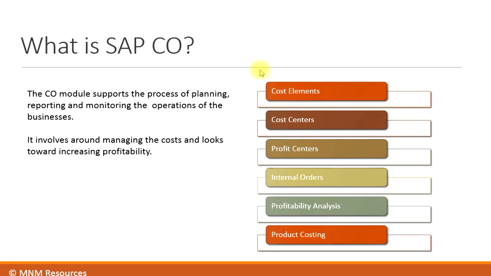So the CO module is more towards the P&L statement or the income statement of an organization. That's why the revenue and expense accounts are usually mapped as cost elements. Then you have cost centers. Mostly the divisions or departments of an organization are mapped as cost centers.